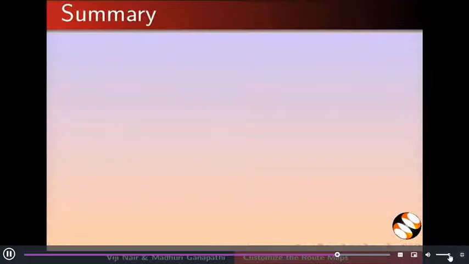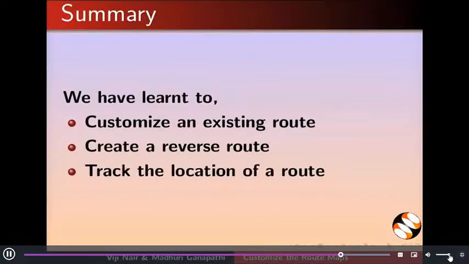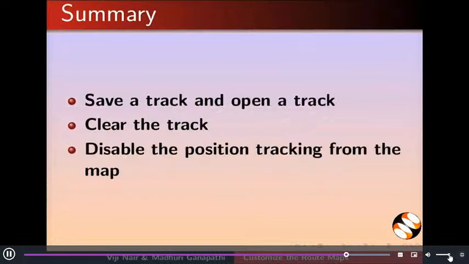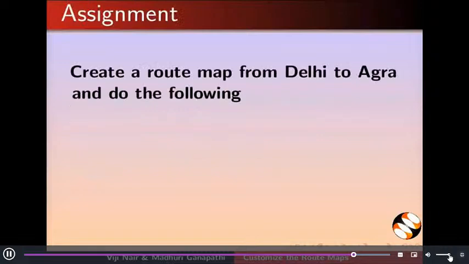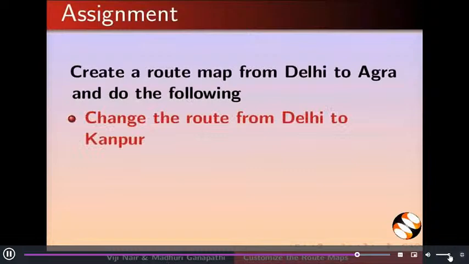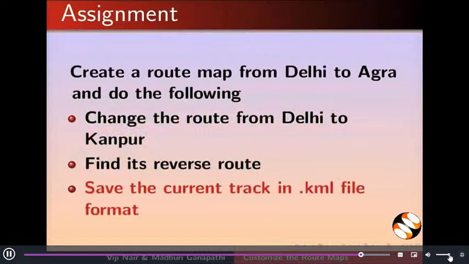Let us summarize. In this tutorial, we have learned to customize an existing route, create a reverse route, track the location of a route, save a track and open a track, clear the track, and disable the position tracking from the map. As an assignment, create a route map from Delhi to Agra and do the following. Change the route from Delhi to Kanpur. Find its reverse route. Save the track in .kml file format.